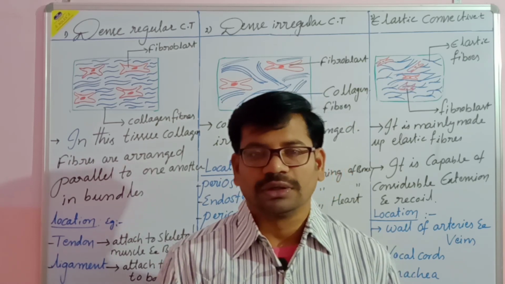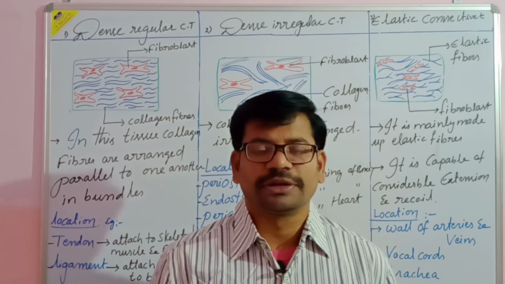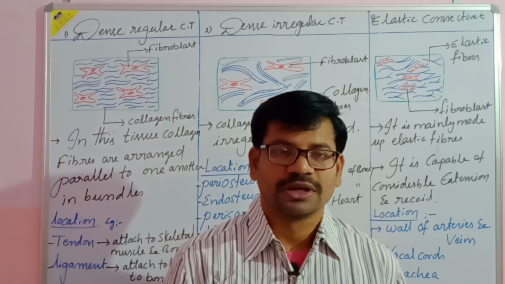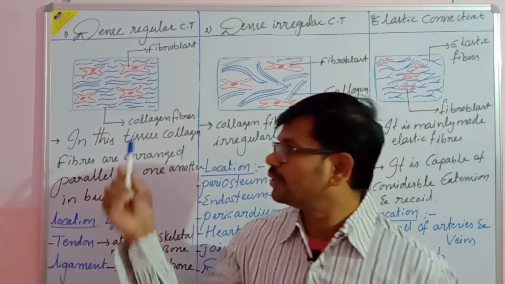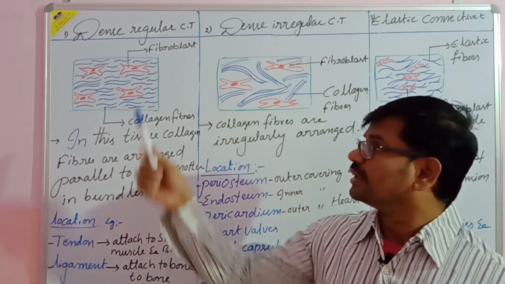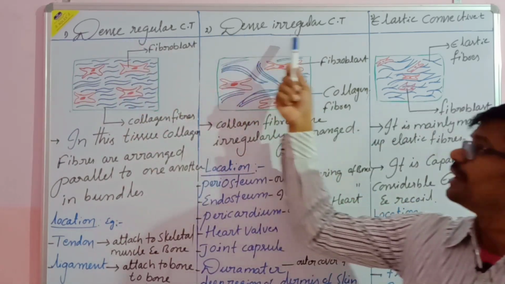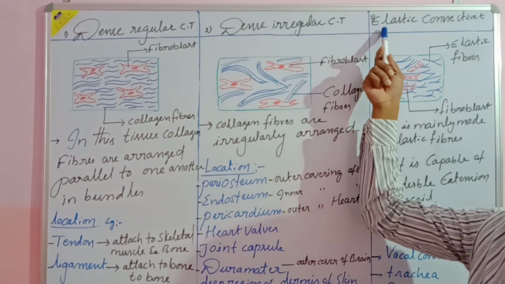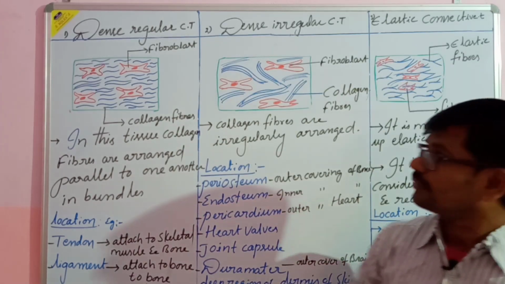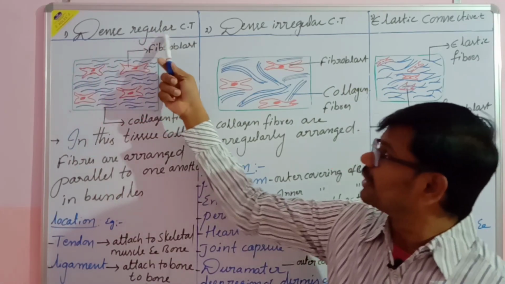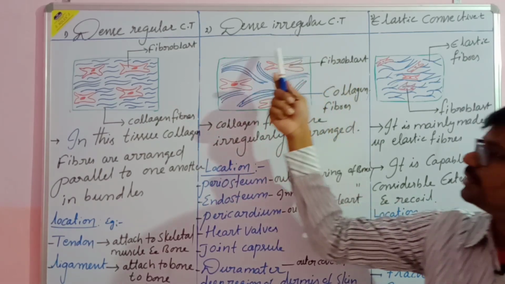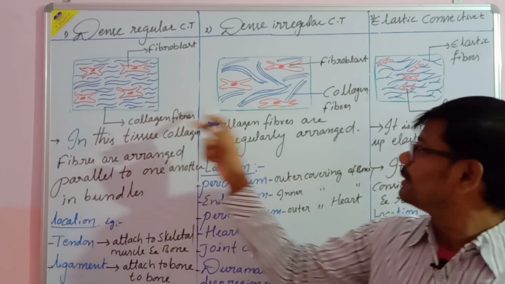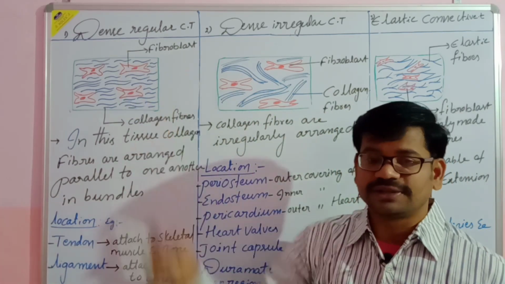We know that in dense connective tissue we give importance to the arrangement of fibers and what fibers are present. If you look at the board, we can understand easily that dense connective tissue is divided into three types: dense regular connective tissue, dense irregular connective tissue, and elastic connective tissue. In dense regular and dense irregular connective tissue, the predominant fibers are collagen fibers. These collagen fibers we have already seen in the previous lectures.